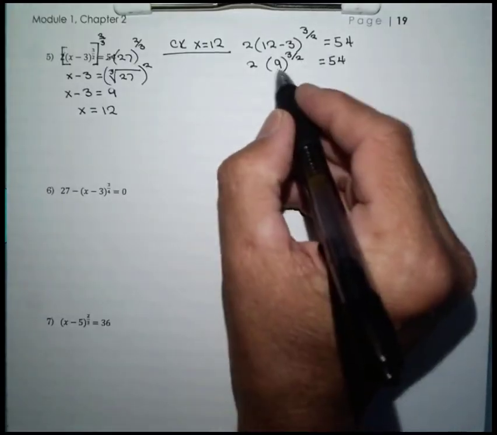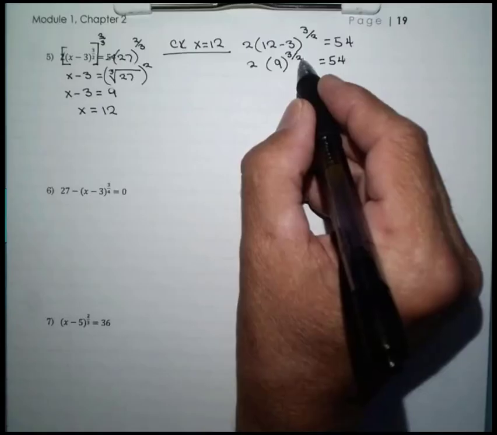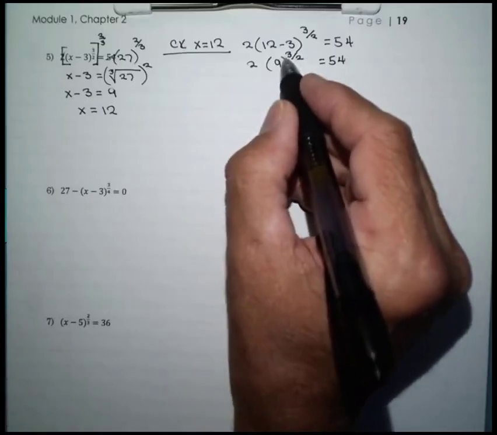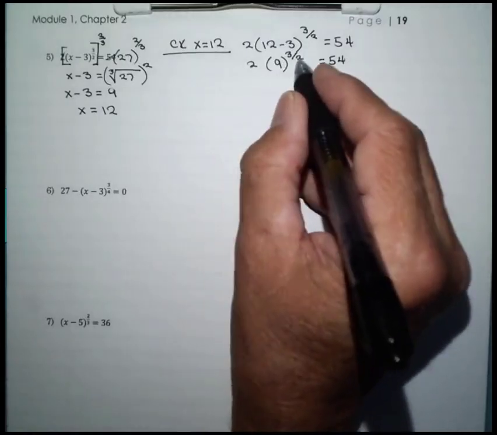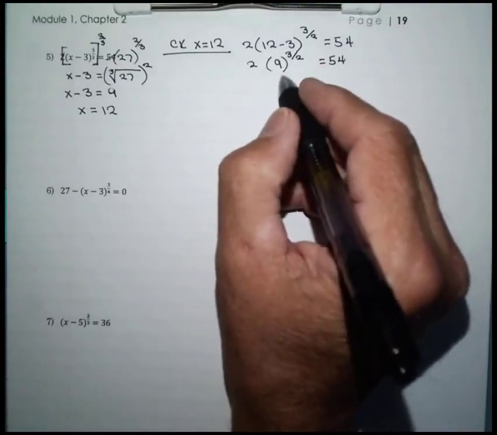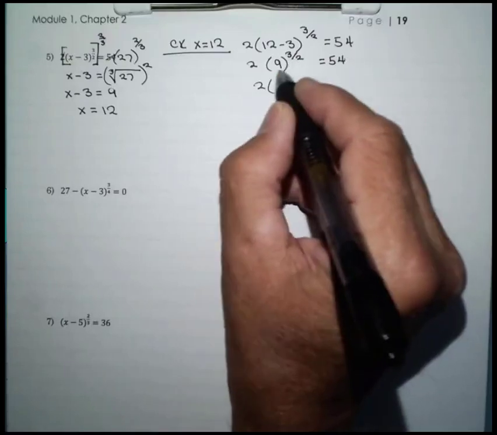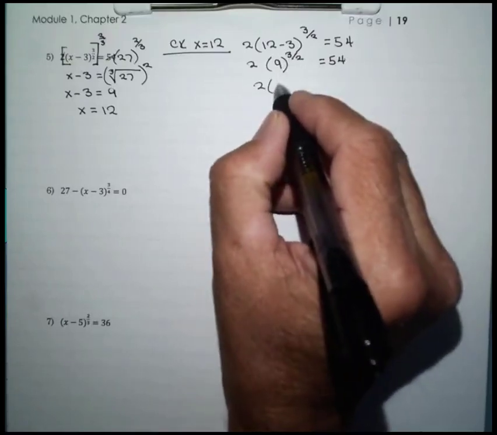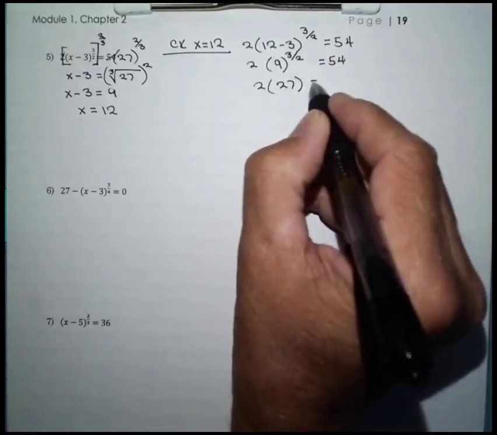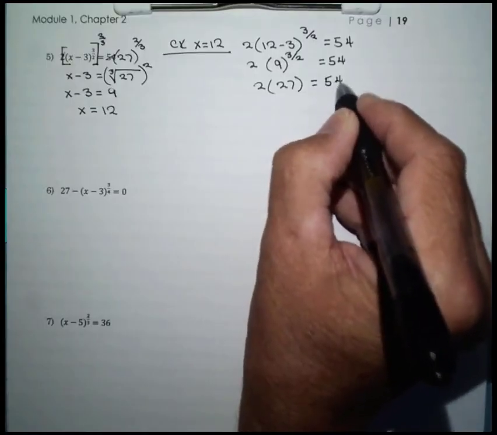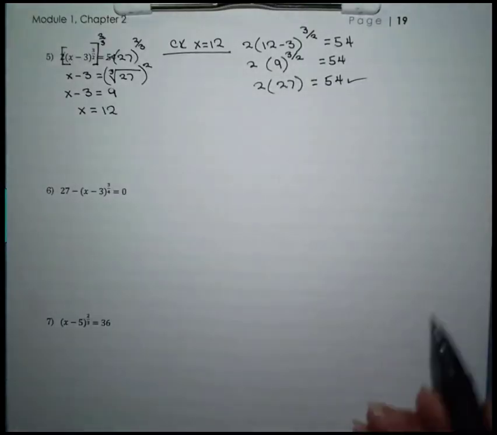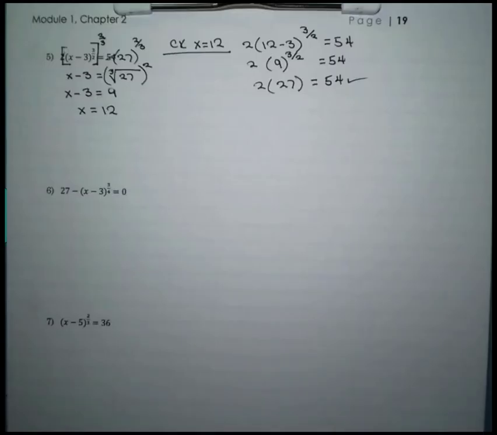And once again, I have this time the square root of 9 cubed. Well, the square root of 9 is, and you can write that out if you need to, but the square root of 9 here is 3. 3 cubed is 27. And that's equal to 54. So 2 times 27 is equal to 54, so that solution checks.